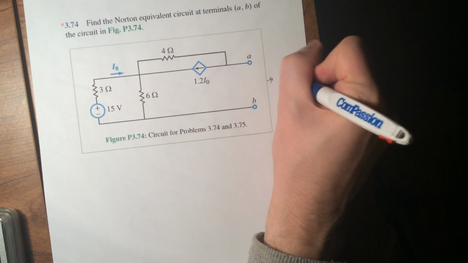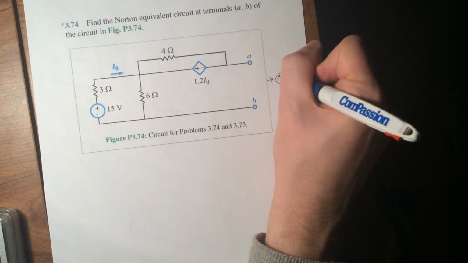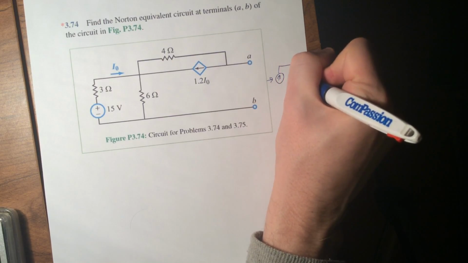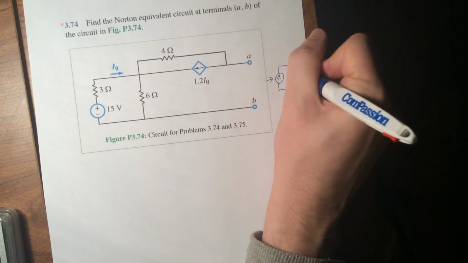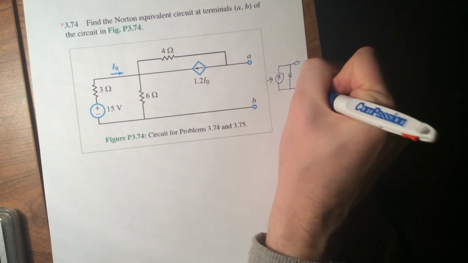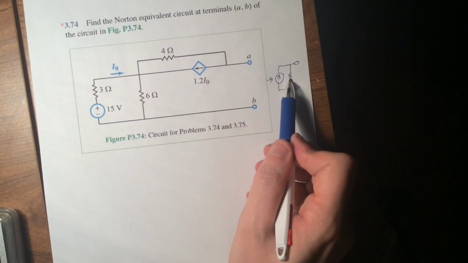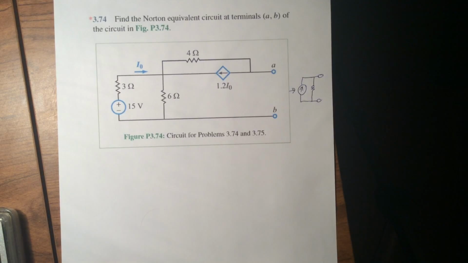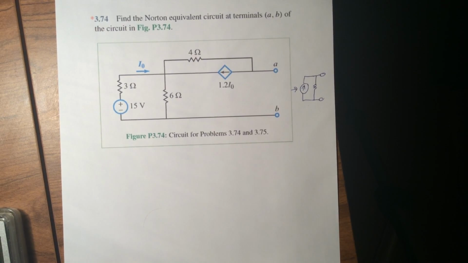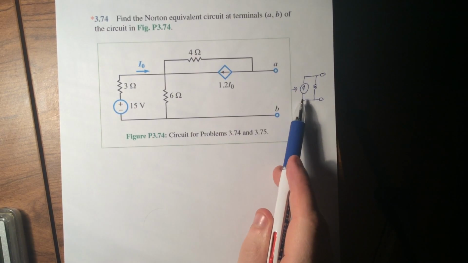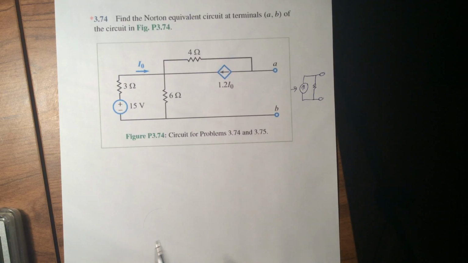We're going to try to turn this into something with a current source in parallel with some resistor, and then there are two terminals over here and over here. We're going to try to find what this current source and this resistor are. To me, it's kind of the same thing between the two, because remember, you could always do a source transformation if you find one and pull it to the other one.